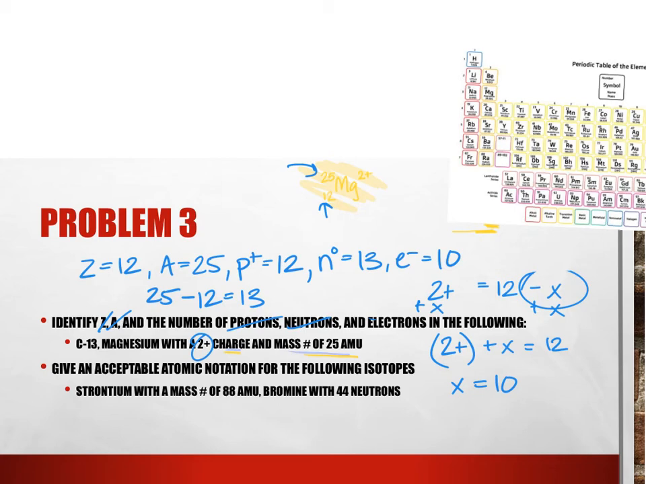Electrons. So I have 12 protons, 10 electrons. I have 2 extra positive charge, which gives that 2+ charge on the magnesium. Okay, so we solved all of the problems for the first bullet point. So let's move on to the second.